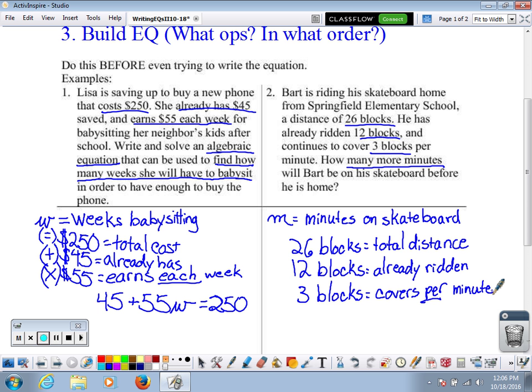Bart is riding his skateboard home from Springfield Elementary School, a distance of 26 blocks. He has already ridden 12 blocks and continues to cover 3 blocks per minute. How many more minutes will Bart be on his skateboard before he is home? Okay, so this 12 blocks, this is what he's already ridden. So we're going to start with those 12 blocks, and we're going to add to it. Okay, now what are we going to add to those 12 blocks?